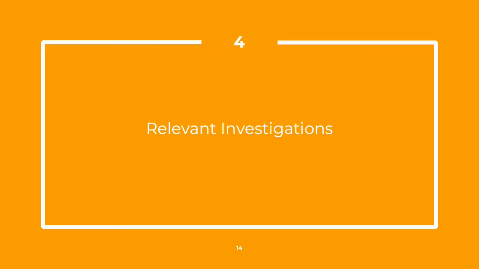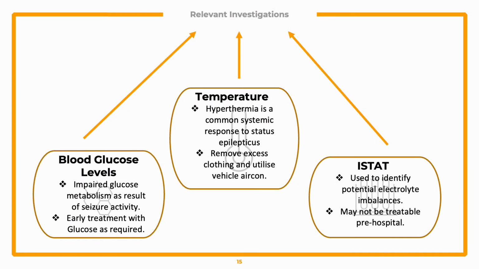Relevant investigations. Further investigation of these patients is limited pre-hospitally. If available, an iSTAT VBG machine may be useful in determining electrolyte imbalances. If any abnormalities are detected, it might not be fixable in the pre-hospital setting, but should be handed over to the hospital staff, which can allow for earlier management of this.